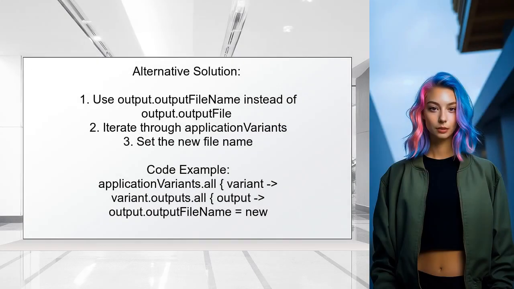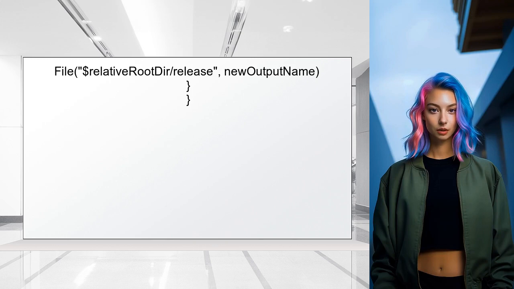An alternative solution provided by another user suggests modifying the output file name using the output file name property instead of output file. They recommend iterating through the application variants and accessing the outputs to set the new file name.